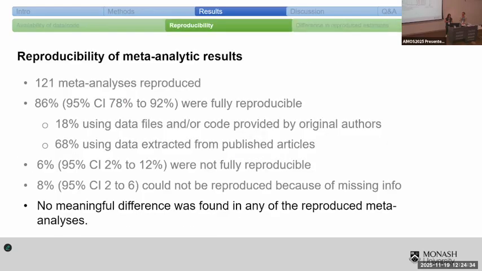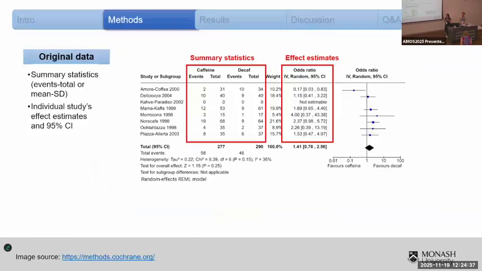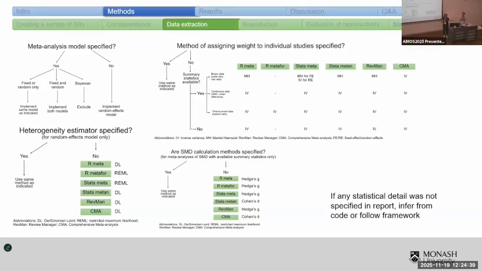Just going to go back to that framework here. I'll use the method of assigning weight to individual studies as a case study. So if it's specified, we use it. If the code is available, we see whether the author indicated it as part of the code. If it's not available, we ask: did they use meta? Did they use R? Which R package did they use? And if it wasn't indicated in the code, what is the default setting of that package? And then we assume that's what the author used.